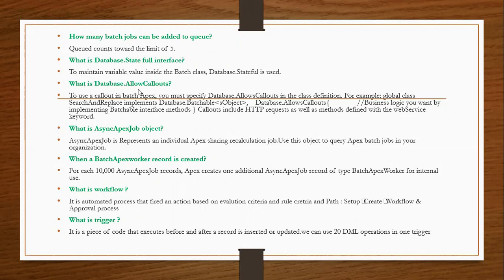Next, what is Database.AllowsCallouts? To use a callout in batch Apex, you must specify Database.AllowsCallouts in the class definition. For example, global class SearchAndReplace implements Database.Batchable<sObject>, Database.AllowsCallouts. Whatever logic you want, by implementing the Database.Batchable interface methods, callouts include HTTP requests as well as methods defined with the webservice keyword.